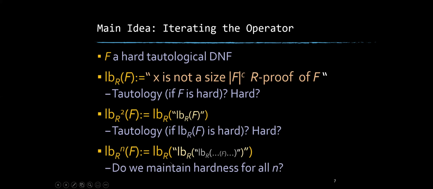And this means that we consider the lower bound for R of the lower bound for R and so forth with this constant seed F. And the question that we ask in general is, do we actually maintain hardness for all n this way if we start from a hard F?